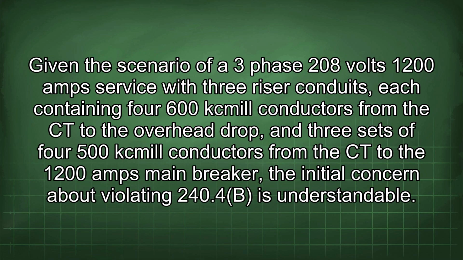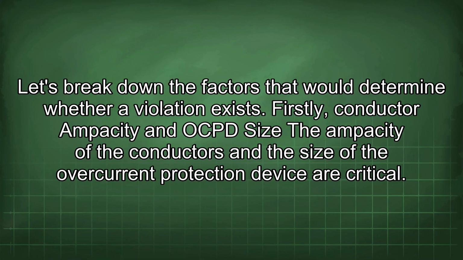Given the scenario of a three-phase 208 volts 1200 amp service with 3 riser conduits, each containing 4 600 kcmil conductors from the CT to the overhead drop, and 3 sets of 4 500 kcmil conductors from the CT to the 1200 amps main breaker, the initial concern about violating 240.4(b) is understandable. Let's break down the factors that would determine whether a violation exists.